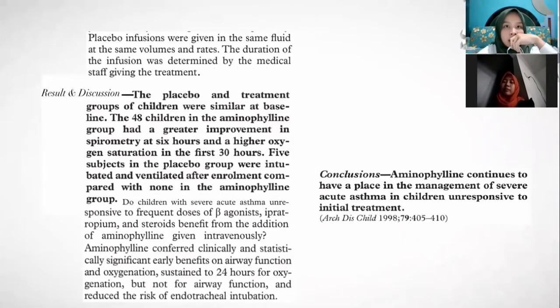Placebo infusion was given in the same fluid at the same volumes and rates. The duration of the infusion was determined by the medical staff giving the treatment. For example, sequentially numbered boxes were randomly assigned to contain either aminophylline or placebo using a computer-generated randomization of different block sizes, 2, 4, and 6 subjects, such that the balance between the treatment arms was maintained every 12 subjects. Subjects were stratified by age as older and younger than 6 years. Let's move on to results and discussion, which will be explained by Denok.